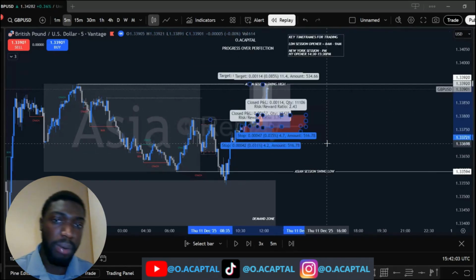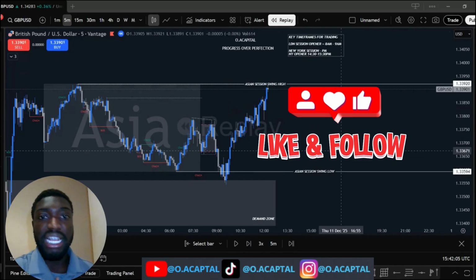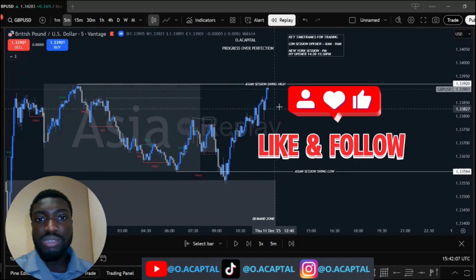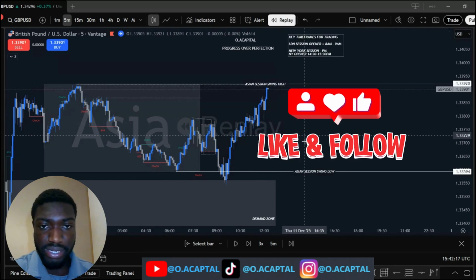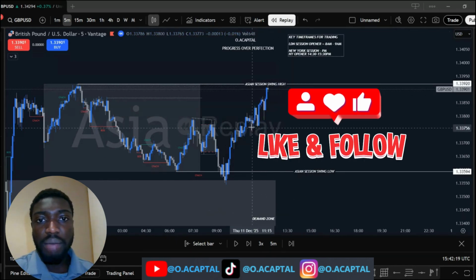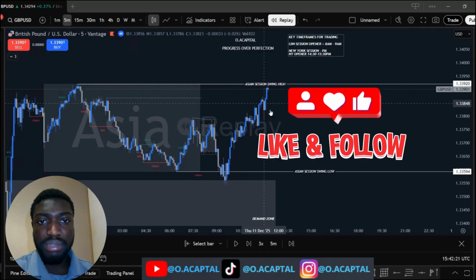But let's go on to the part where I found my entry per se. So once I knew that price was going to take out Asian high, this is when I started to look at where I can find an entry to take my trade. Now, again, I missed the first setup here. I missed the second setup here.